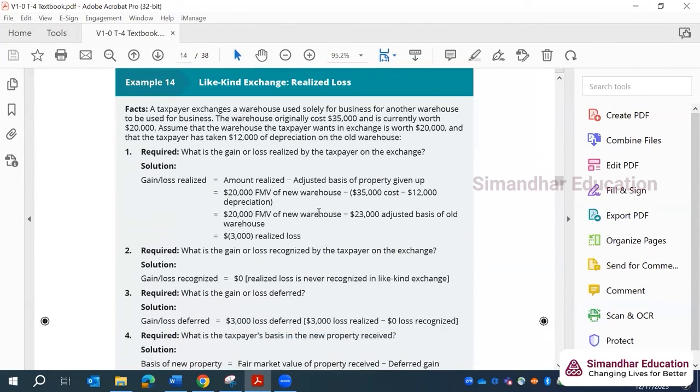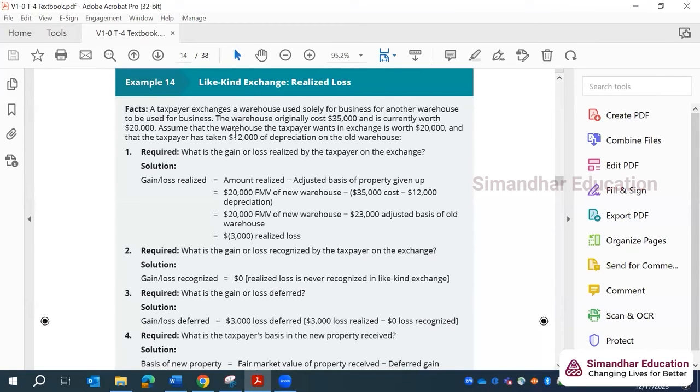Let's look at the next example, example number 14. The warehouse cost is $35,000. Current worth we will ignore. The taxpayer wants to exchange for a warehouse which is worth $20,000, and the taxpayer has taken a depreciation of $12,000. So first of all, does this transaction qualify for a like-kind exchange?